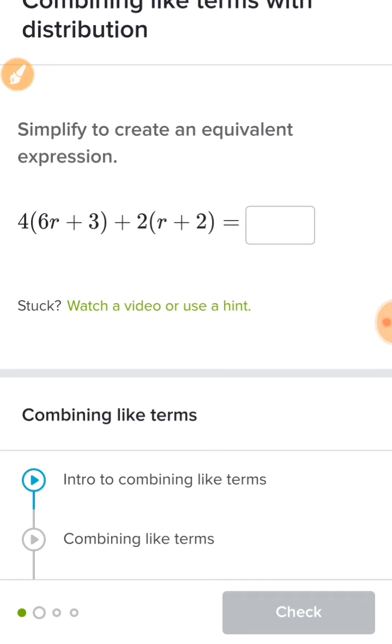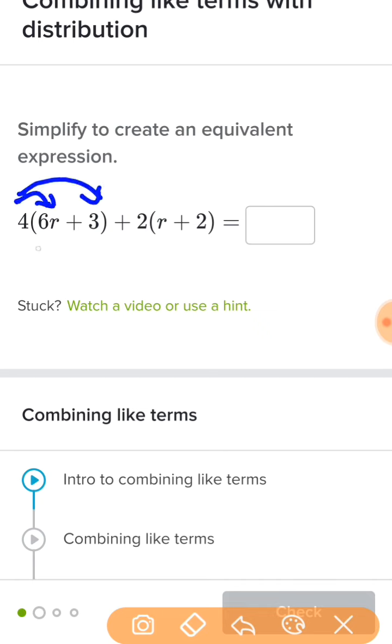So the next question is 4 times 6r plus 3 plus 2 times the sum of r and 2. And again, the reason we're doing this is to make sure that you know exactly how to show your work. So I see 4 is being multiplied by 6r plus 3. It says parentheses is first, and I can't add 6r plus 3 because they're unlike terms. They don't have the same last name. I have to distribute the 4 to 6r and to 3.